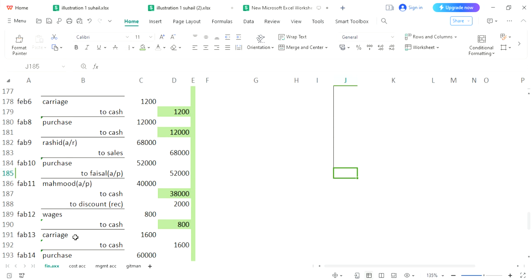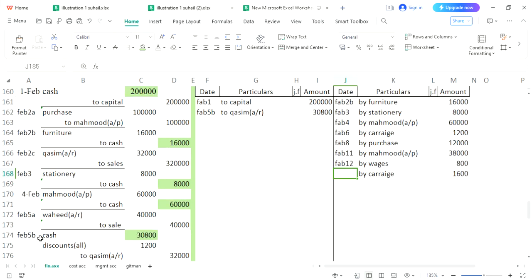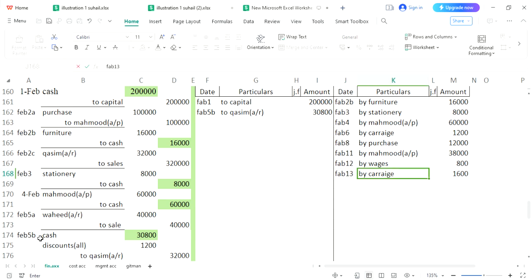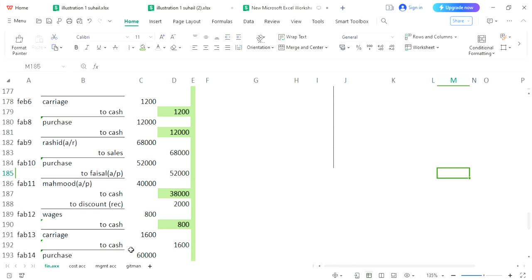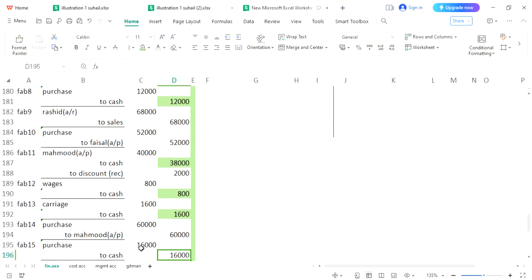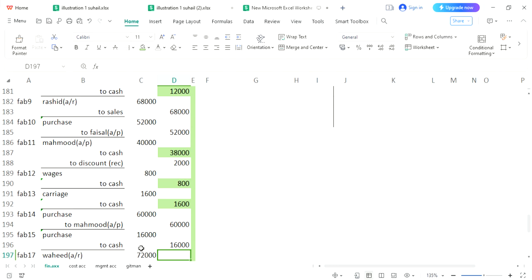For 1600, what was the date? February 13. Put date February 13 in date column. Date is mentioned, reference is given, 1600 is posted. In other meaning, this 1600 is completed, accomplished. Mark it as it has been done. So after this 1600, let's go forward and search cash.